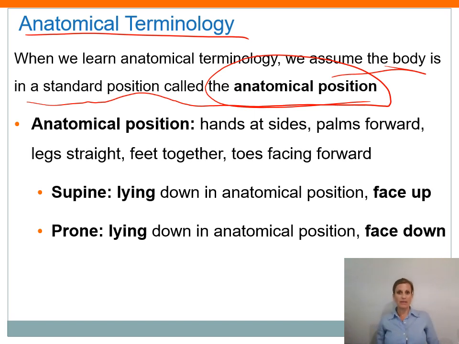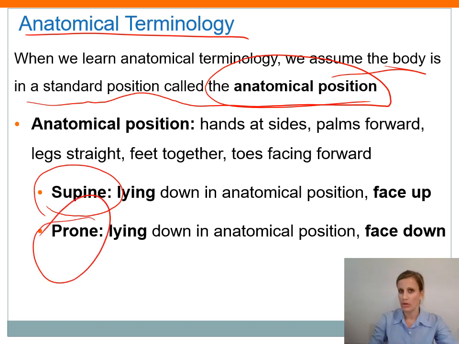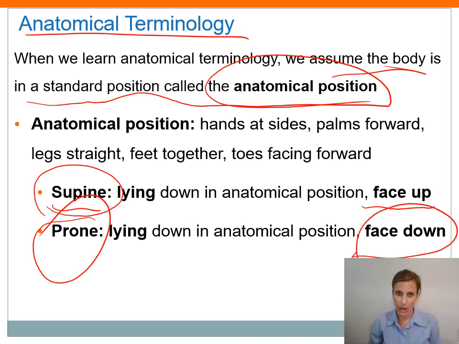Now, people are not always standing up straight like this. You can have somebody laying down in the anatomical position. And in that case, when the patient is laying down, we describe them as being either supine or prone. So you'll hear those terms a lot. If you work in the hospital, I'm sure you've heard them a billion times. Supine is when someone's laying face up. So they're laying on their back and their face is up to you. Prone is the opposite. When somebody is prone, they're laying face down.